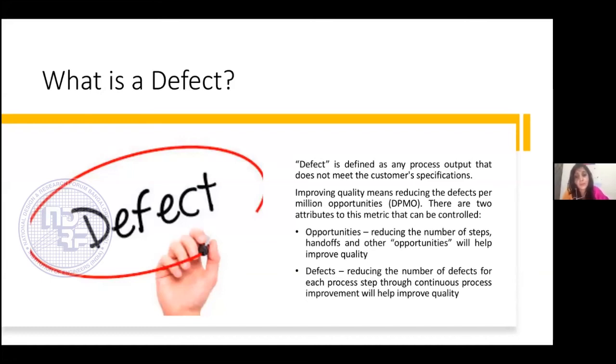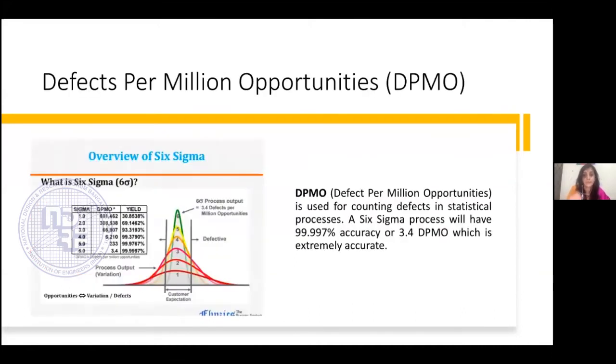Now, what are these opportunities? You have to reduce the number of steps in producing the product or in processing a particular service. Reduce the number of handoffs, reduce the number of opportunities where somebody will go wrong. So those are the opportunities. And then there are defects, which means reducing the number of defects for each process step through continuous process improvement, which will help improve quality.